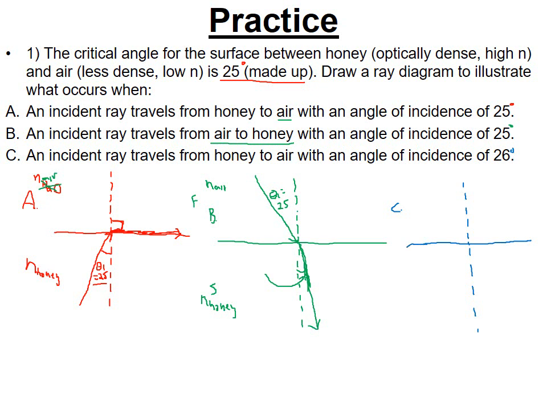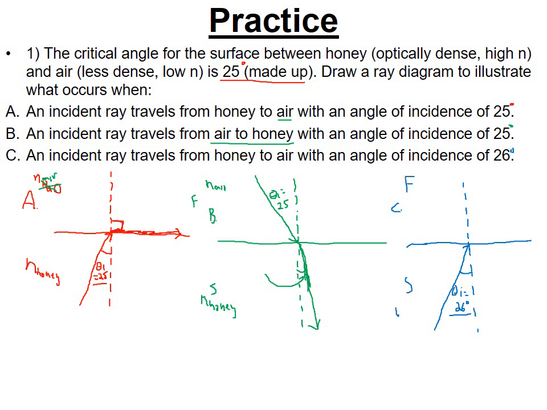And we're going to draw our incident ray with an angle of incidence of 26 degrees, and you can label that angle of incidence theta I is 26 degrees. Now, from the question, we know that the critical angle is 25 degrees. 26 degrees is larger than the critical angle, which means there's no more refraction happening, and that we're going to have total internal reflection occur because we are going from the slow to the fast medium.